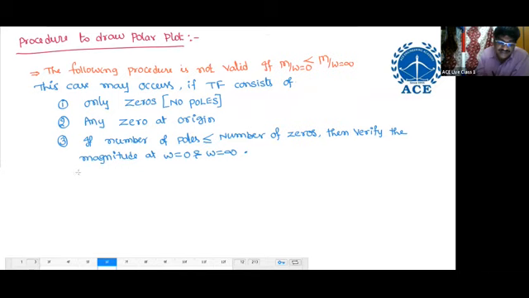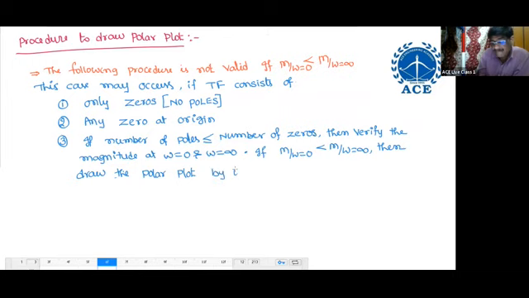In the above three cases, if the magnitude (M means magnitude) at omega equal to 0 is less than the magnitude at infinity, then draw the polar plot by using the standard procedure.